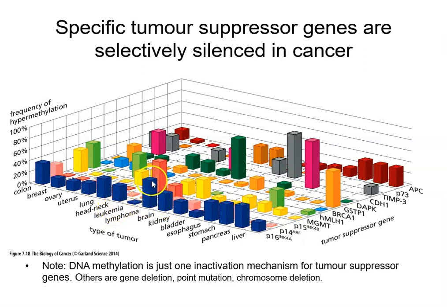So we can see that in leukemias, that huge bar there is down to P14-ARF. We can see, for example, in esophageal cancer, CDH1 is absolutely crucial, and that is almost always silenced by aberrant DNA methylation in esophageal cancer.